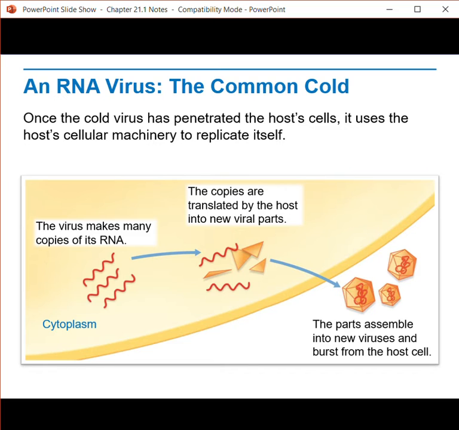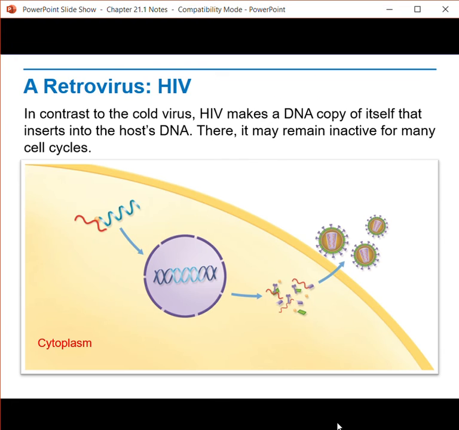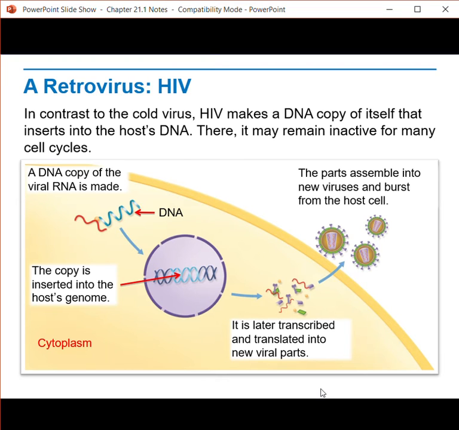When we talk about the retrovirus, this retrovirus is not as fast acting. The retrovirus, such as HIV, is what we're using as our example. It makes a DNA copy of the RNA, and then it inserts itself into the host DNA, and there it can remain inactive for many cycles. So that is how we could compare and contrast the mechanisms of these two different viruses.